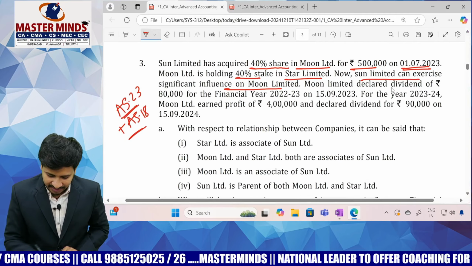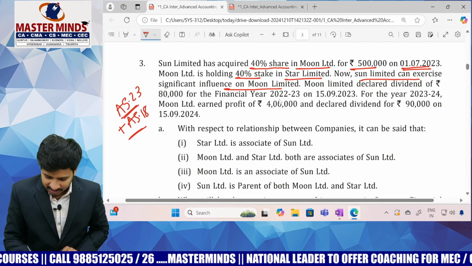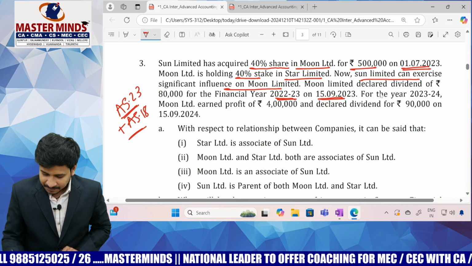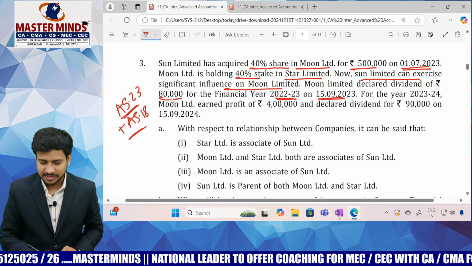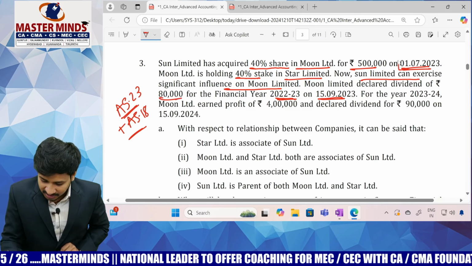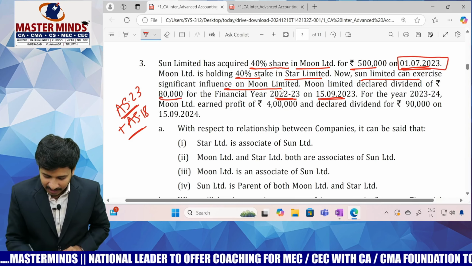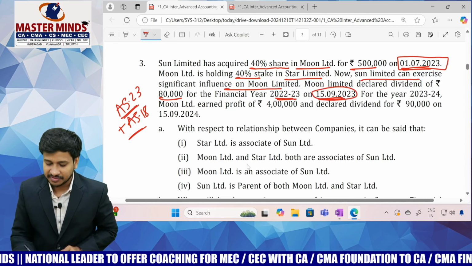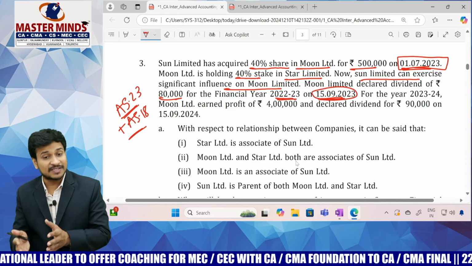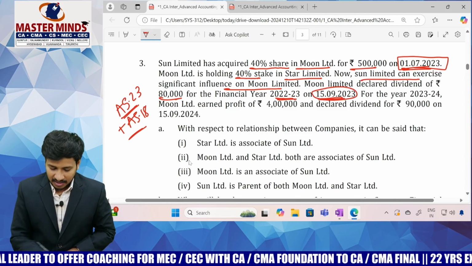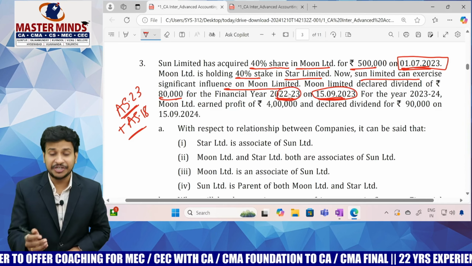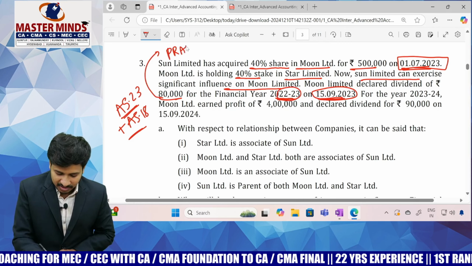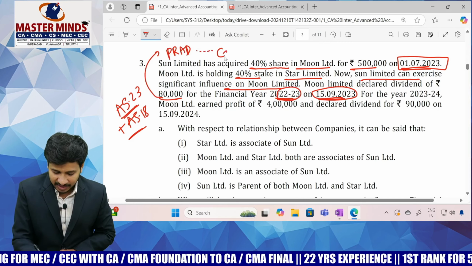Moon Limited declared a dividend of rupees 80,000 for the financial year 22-23 on 15/9/2023. So it's obviously a kind of pre-acquisition dividend because my date of acquisition is 1/7/2023 and Moon Limited declared a dividend on 15/9/2023, that is after the acquisition by Sun. And this is for the financial year 22-23, that is the previous year. So this is a pre-acquisition dividend, a kind of capital item.